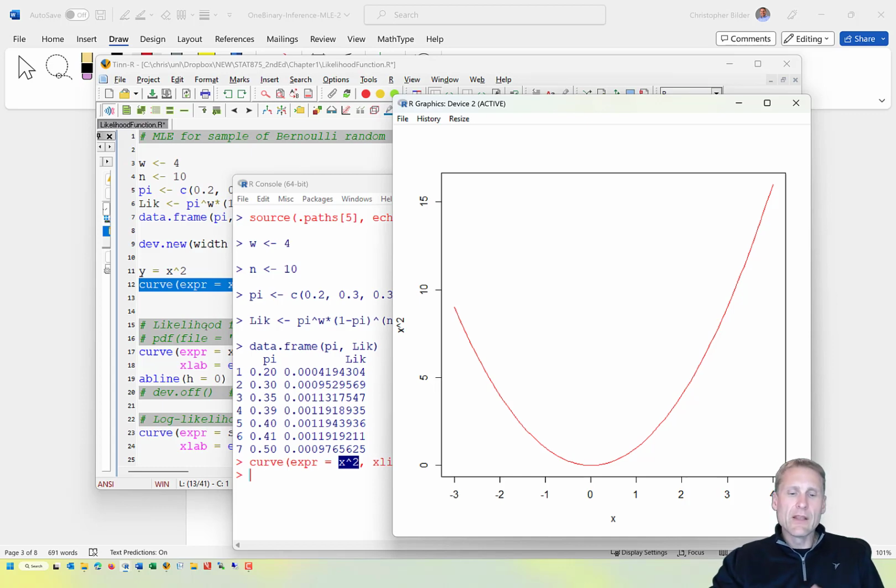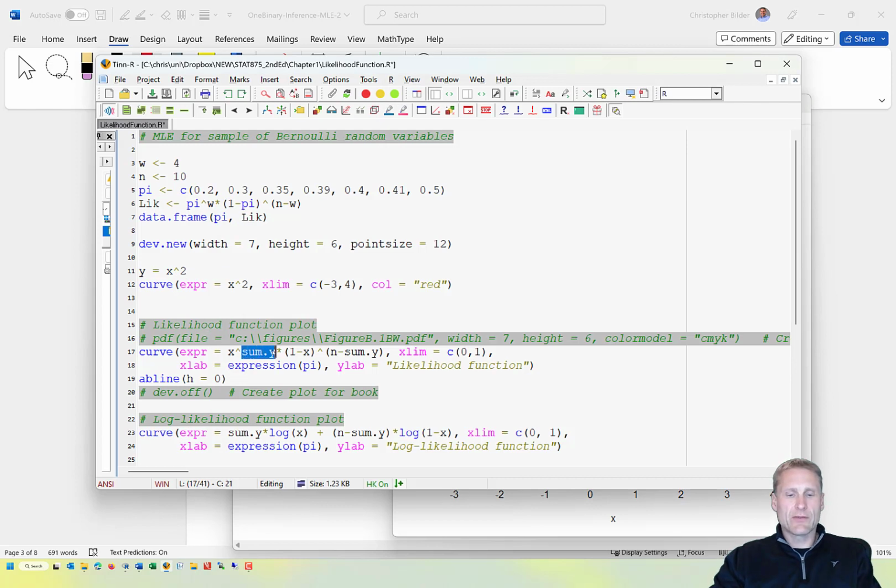Okay. So in this particular situation then, let me just make that small change. What I need to plot is my likelihood function. Now the way that the curve function works is that whatever you have on the x-axis needs to be in this mathematical function that you use for the EXPR argument. So because pi is my x-axis, I need to replace pi with x. So EXPR, x raised to the w power times 1 minus x raised to the n minus w power. I'm going to go from 0 to 1 my x-axis because pi is the probability of success. It has to be between 0 and 1.